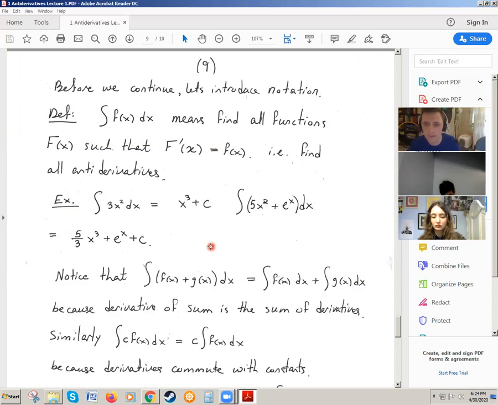Geometrically, I can say there is only one geometric shape, up to a constant, that has globally the same derivative, that satisfies a particular derivative equation, okay?